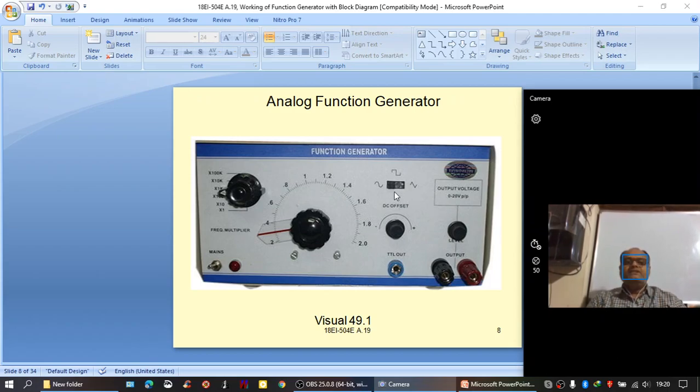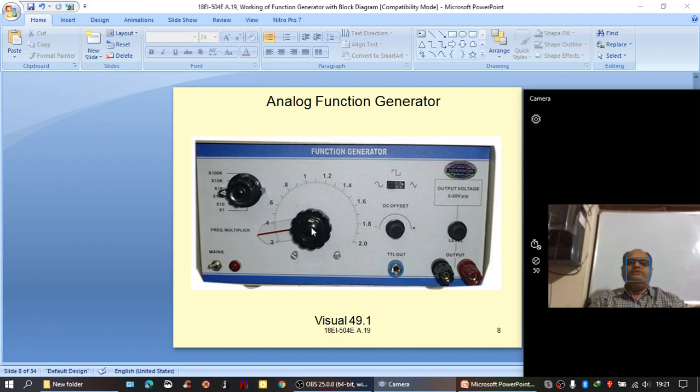And here a function select switch is provided, a three-way switch for selecting a sinusoidal signal, a rectangular signal, and a triangular signal. And here DC offset provision also is available in this. That is, if the produced output is consisting of DC also, then that DC can be eliminated and pure AC signal can be made to be available at the output by using an offset voltage.